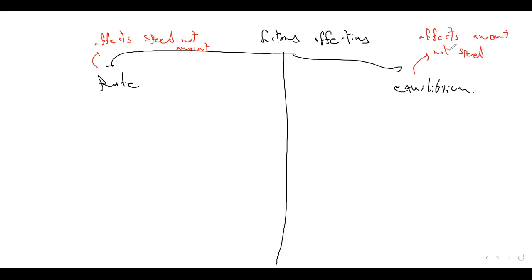So again, the difference between rate and equilibrium: rate affects speed, not amount. Equilibrium affects amount, not speed. So in case of rate, it is faster or slower, with the same final volume or same final amount.